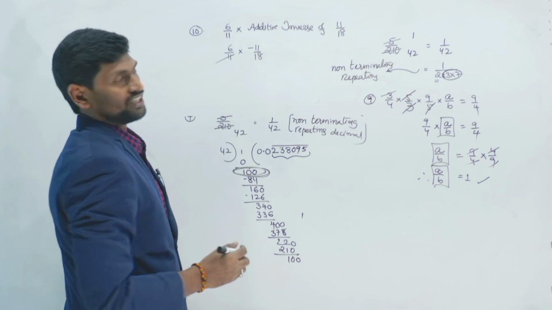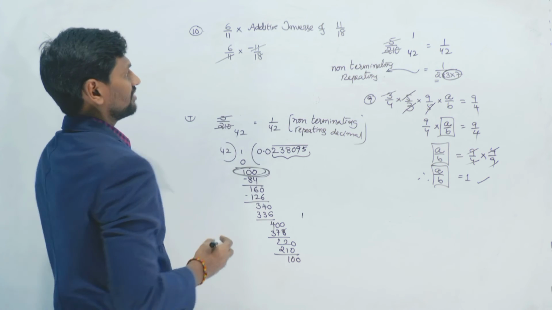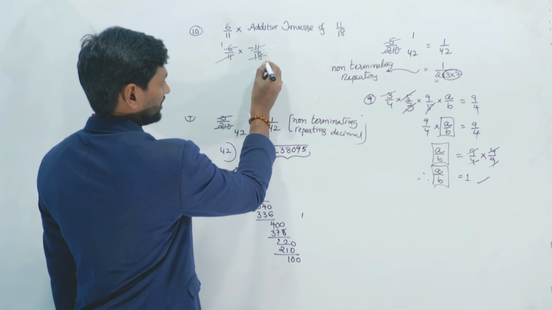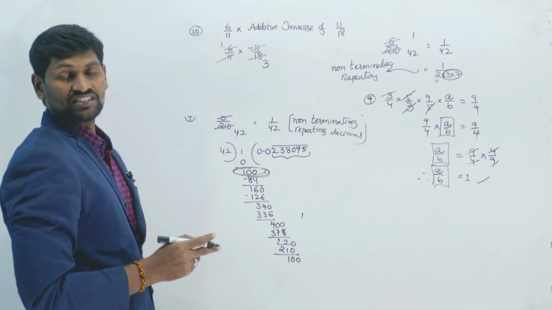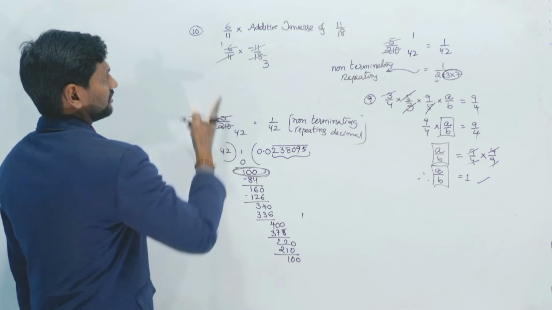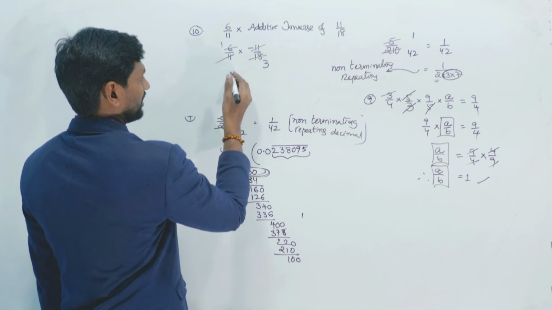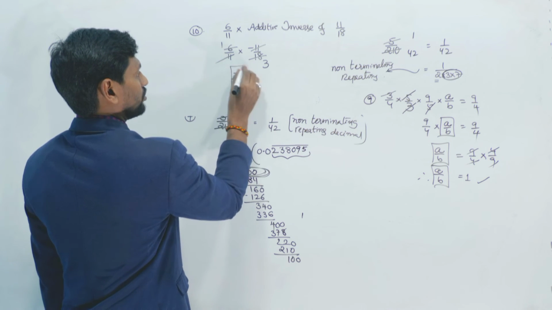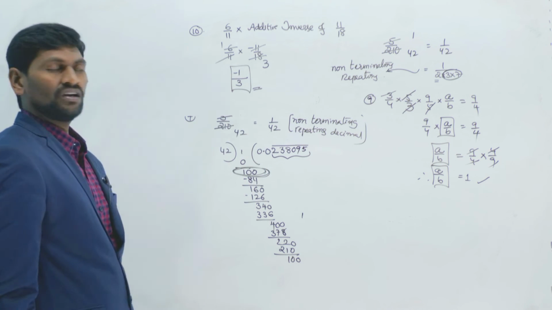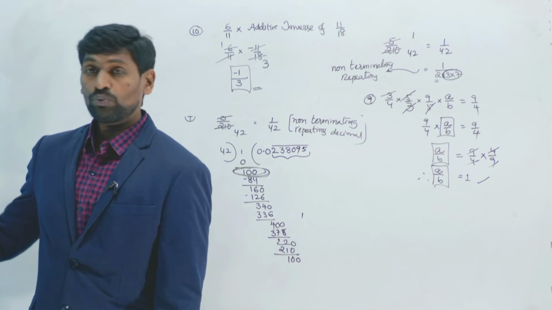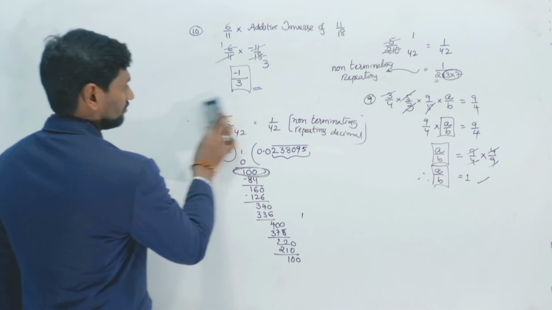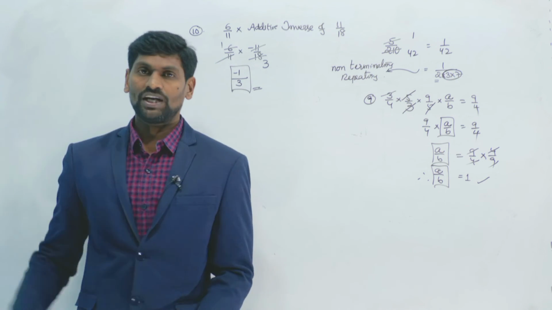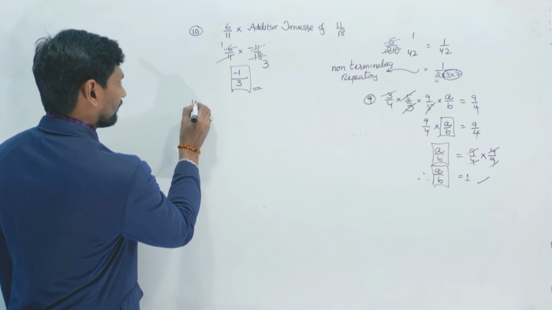So numerator 11 and denominator 11 cancel. In the same way, 6 and 18: 6 threes are 18, so they cancel in the 6 table. Now check: minus 1 into 1 is minus 1, and the denominator 1 into 3 is 3. So when you multiply 6 by 11 with the additive inverse of 11 by 18, we get the answer minus 1 by 3.